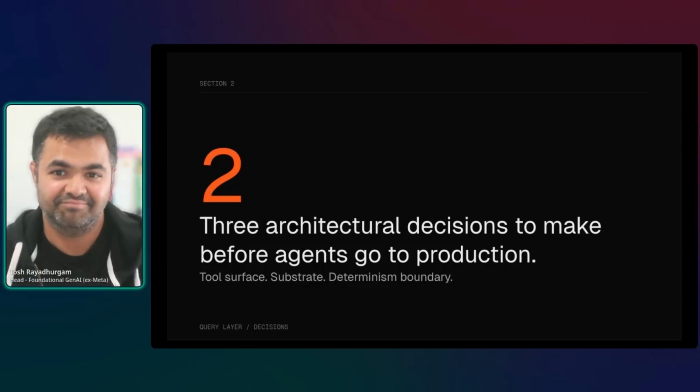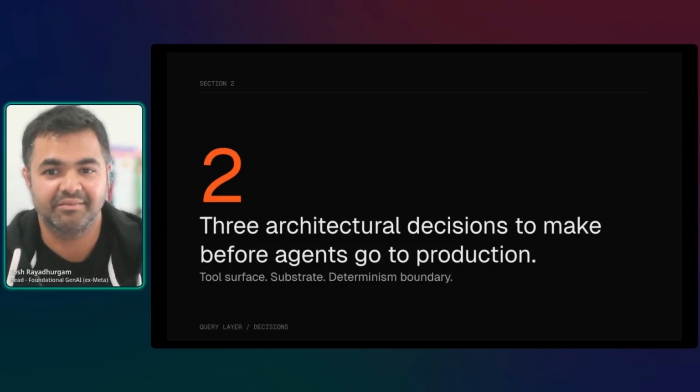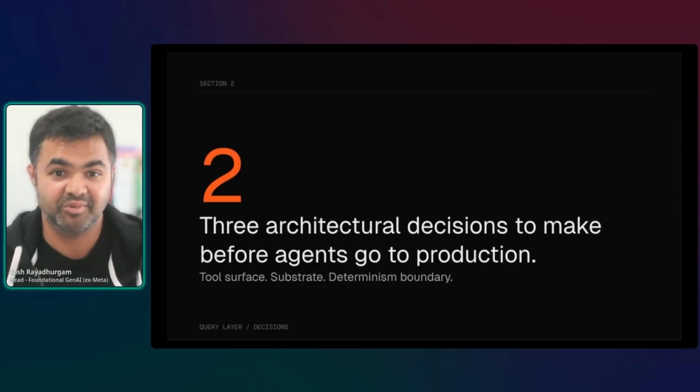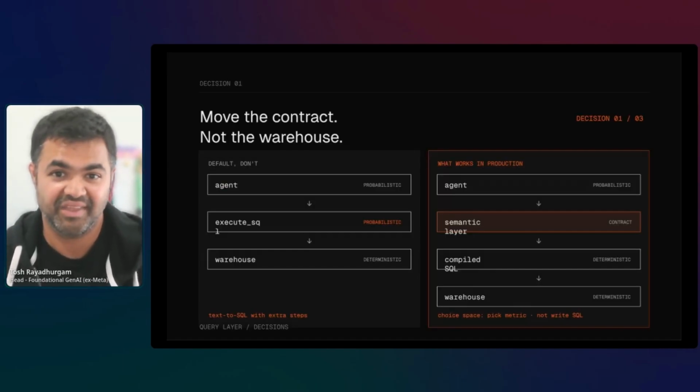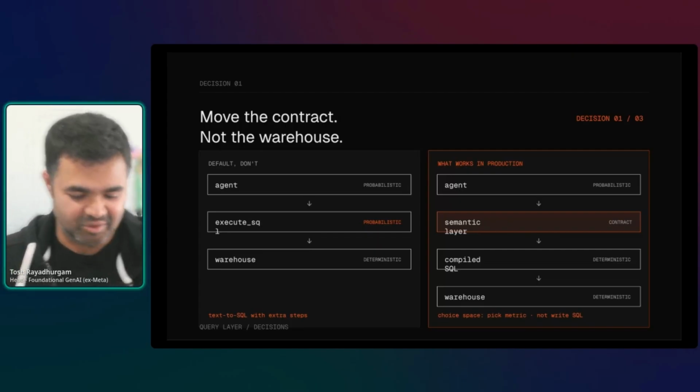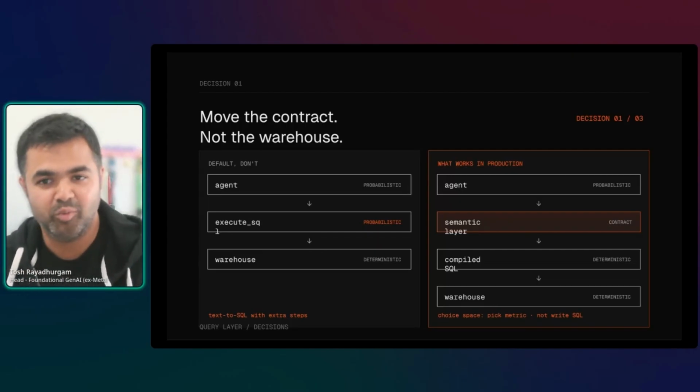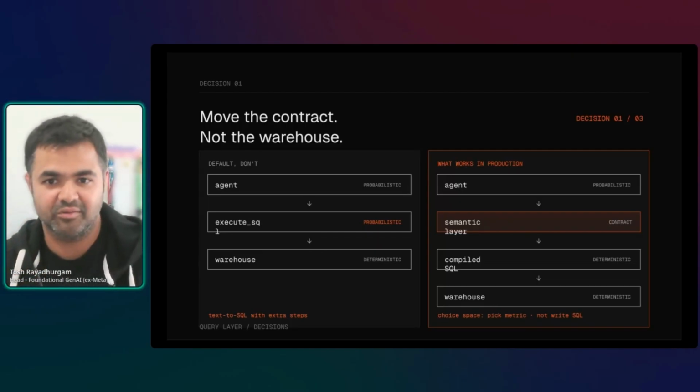Now, I think this is the part where there's something to do, where we can have three decisions, and for each one: the decision, the reasoning, and a pattern. I think we can make things that work in production, right? So let's go to decision one. Can we move the contract and not the warehouse?